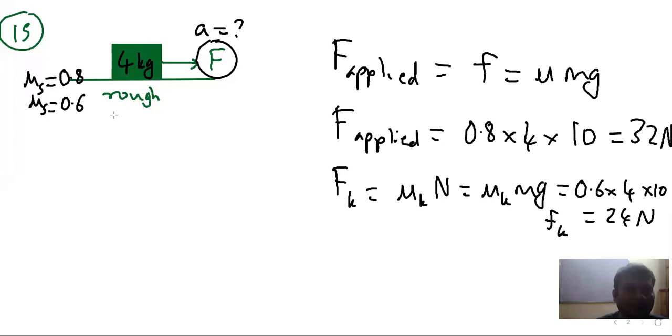Now once the block starts moving, we will have only kinetic friction. So this is the block. It has a mass of 4 kg. The applied force is 32 Newton and the kinetic friction in backward direction will be 24 Newton.